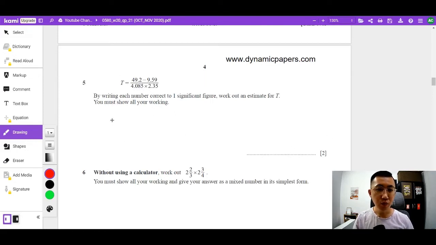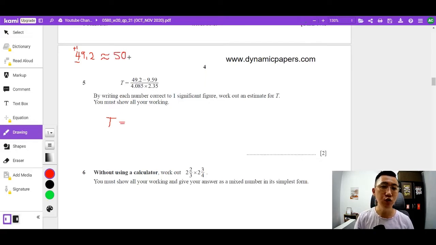Alright, so now copy back t equals to, alright, now we're gonna round each of these into one significant figure. So hopefully you can see this. 49.2. The first significant figure starts when it's larger than 0. So it's actually here, underline, and you check this number to the right. If it is 5 and above, you need to plus 1. It's just like your rounding skill, okay? So we are going to change it into 50.